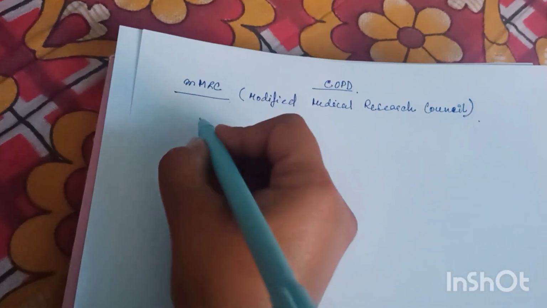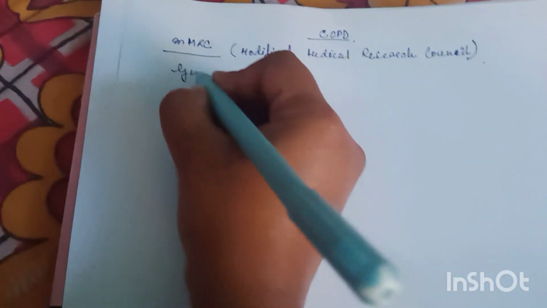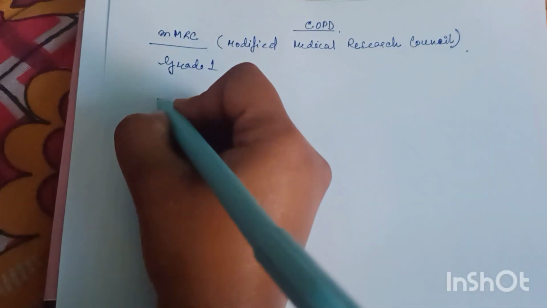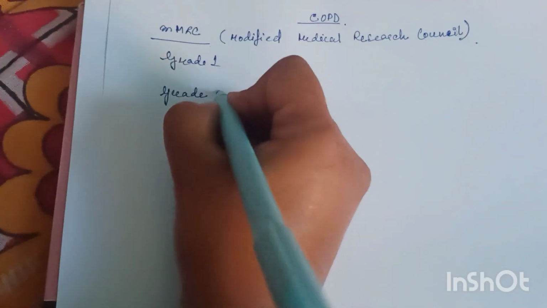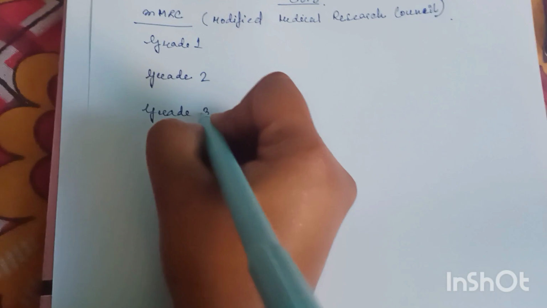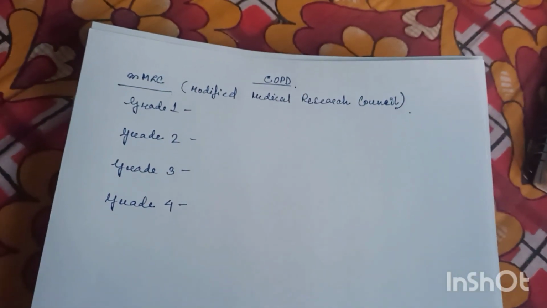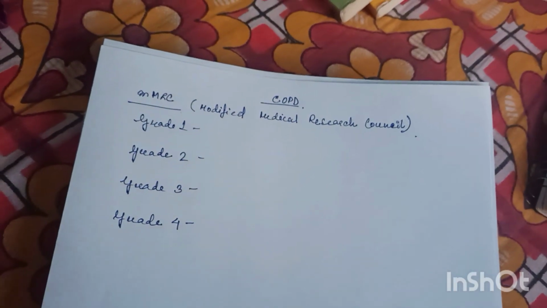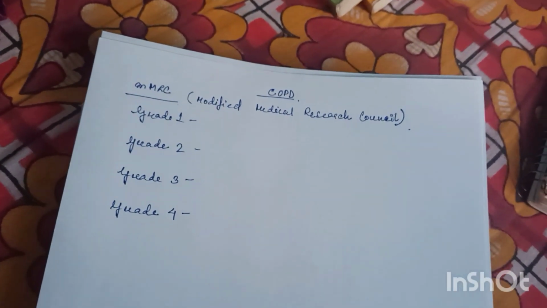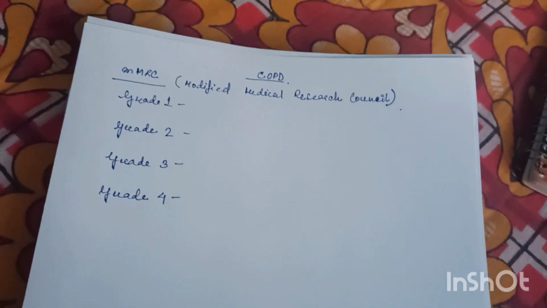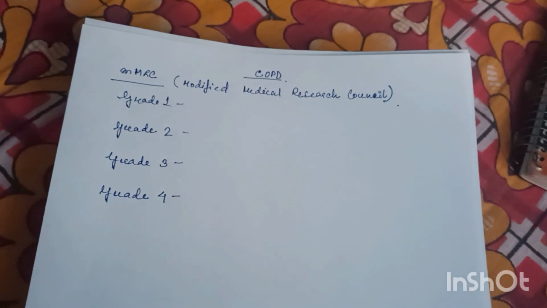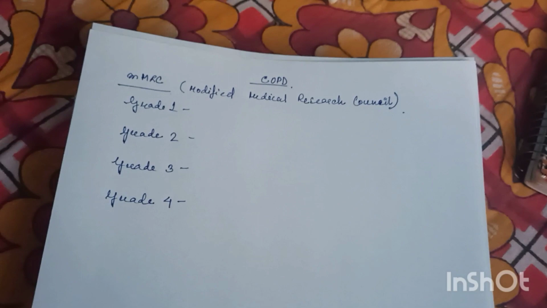So let's grade it: grade 1, grade 2, grade 3, and grade 4. Let's start with grade 1. In grade 1, when a person goes into inclined places, for example taking staircases, the breathlessness aggravates. So the dyspnea aggravates.